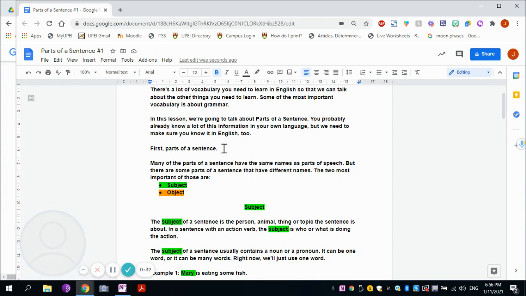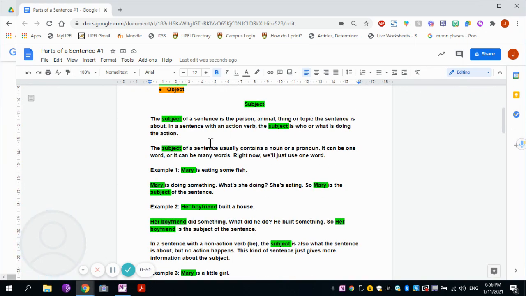So, parts of a sentence. Many of the parts of a sentence have the same names as parts of speech, but there are some parts of a sentence that have different names. The two most important of those are subject and object.